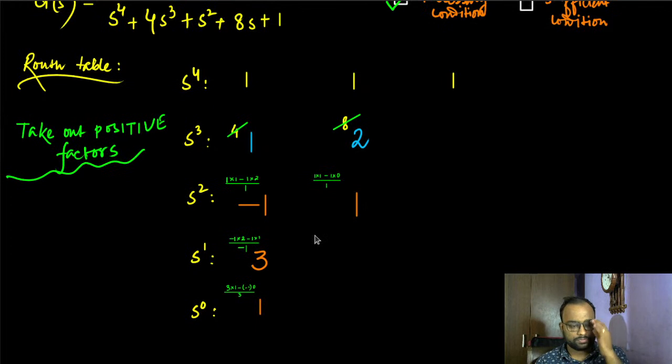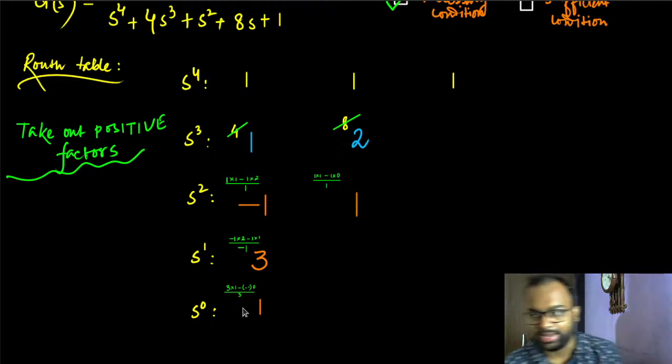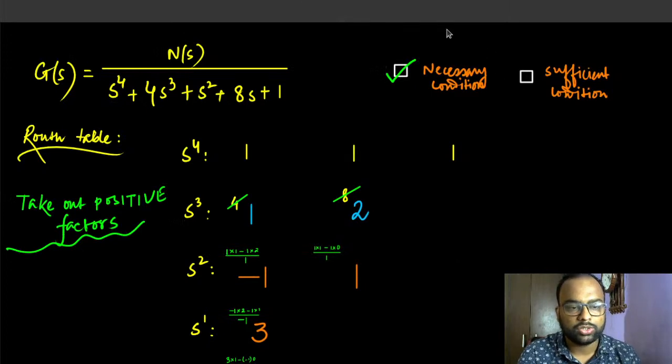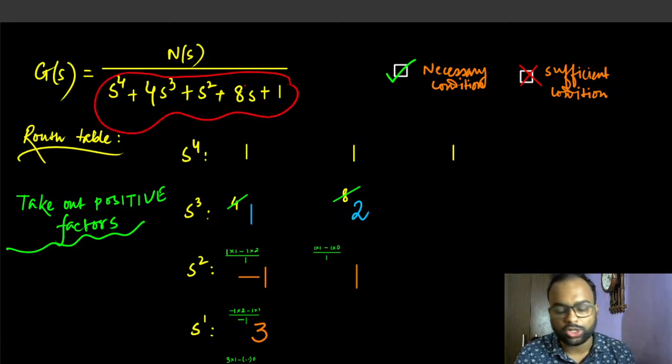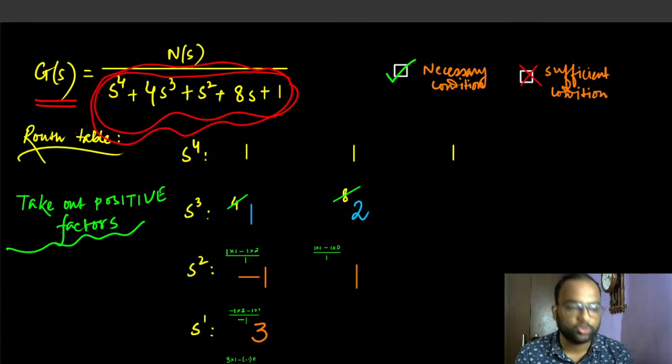Now looking at the first column of the Routh table, you see that not all of them have the same sign. We have a positive, then a negative, then a positive. So there is a change of sign here, so it does not satisfy the sufficient condition, so the system is unstable, which means this polynomial is not a Hurwitz polynomial. So there are roots of this that are on the right half plane. This system would have poles on the right half plane because this polynomial has roots on the right half plane. So the system is unstable.